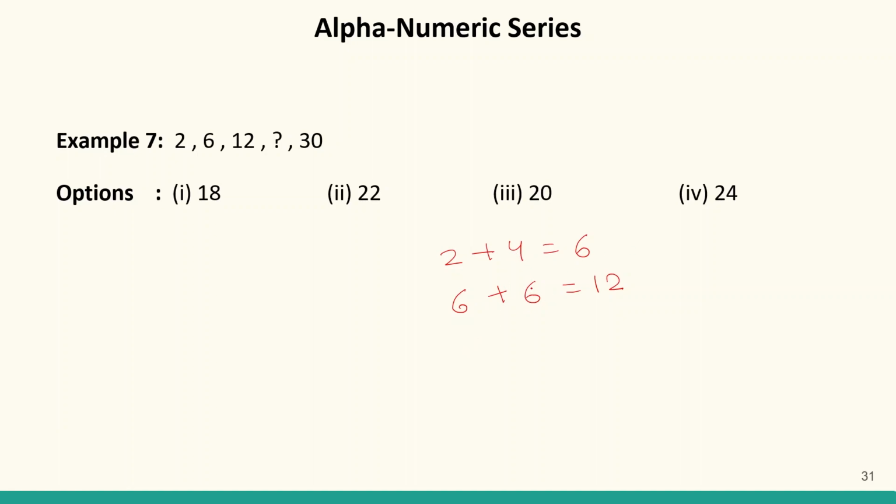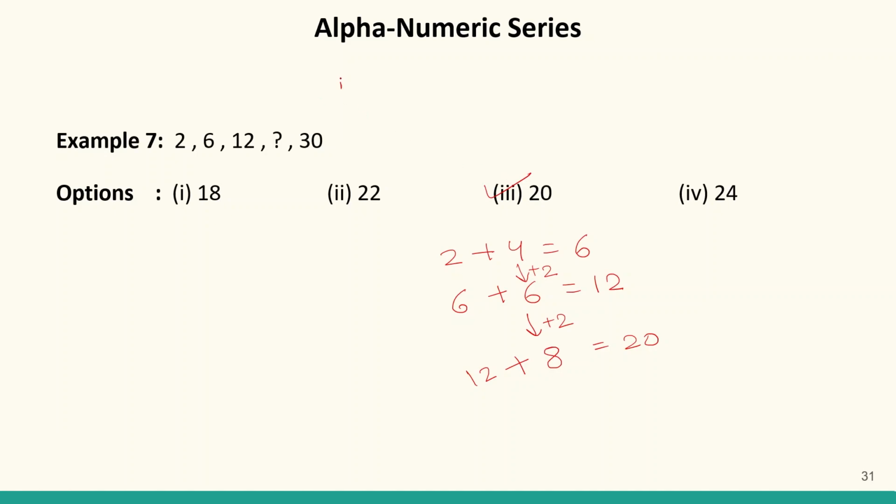So this is increasing by 2. We have added plus 2 over here. Let us add plus 2 over here also. If we increase 12 by 8, we will get 20. Okay, so ideally the answer should be 20.